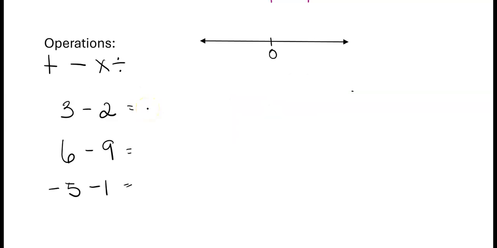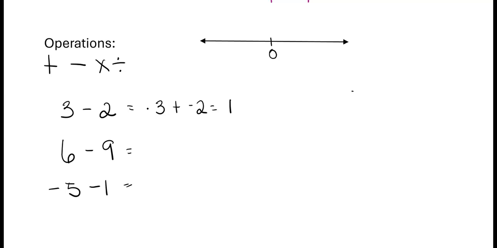Algebraic subtraction is simply adding the opposite. For example, 3 minus 2 is really the same thing as saying 3 plus a negative 2. And then you would just follow the rules for addition. They're opposite signs, so you subtract, and you keep the sign of the larger, which makes that 1.